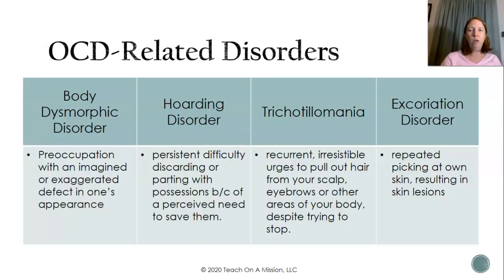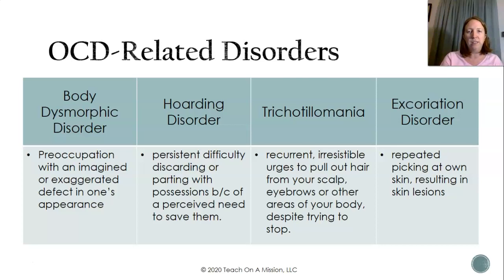Here we have 4 OCD related disorders. It is okay to pause me and write all of these down, but then make sure to unpause me and hear me out, because I'm going to add a couple qualities to each one that aren't actually on the screen that hopefully will just help you understand this. So body dysmorphic disorder. This is preoccupation with an imagined or exaggerated defect in one's appearance. The essential feature here is that imagined defect. It's not actually there, but being essentially obsessed with that. I'm going to talk more about this one in just a second.